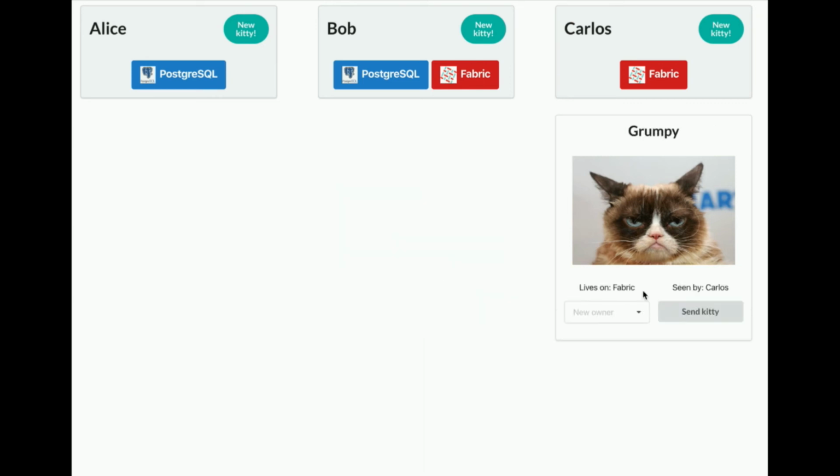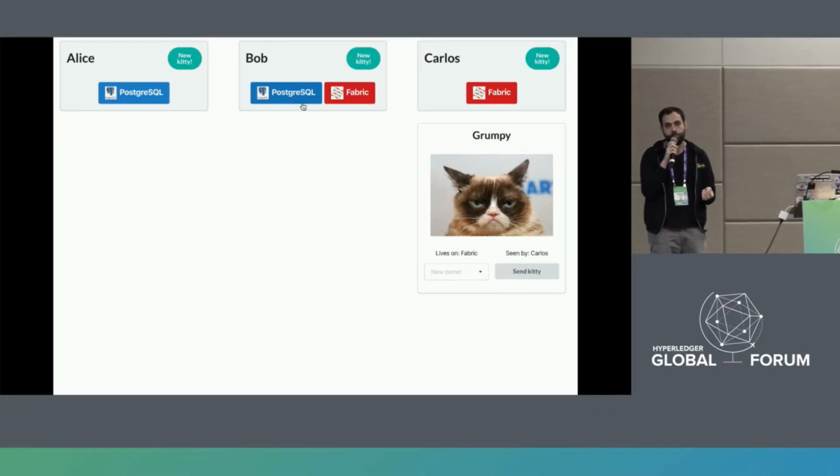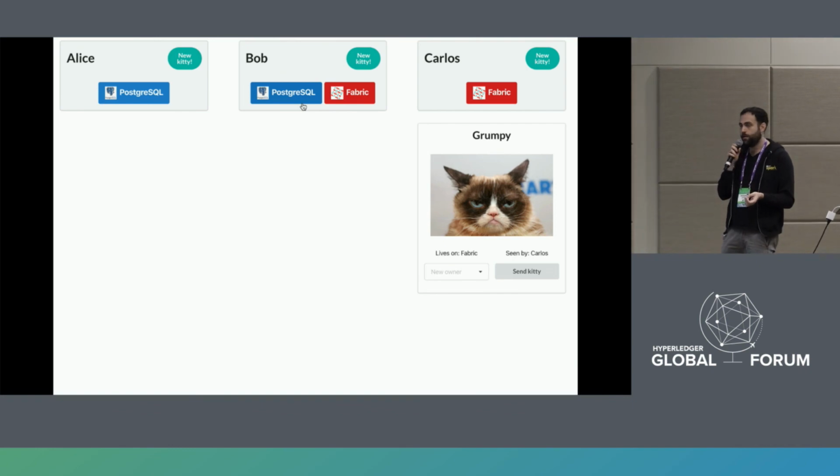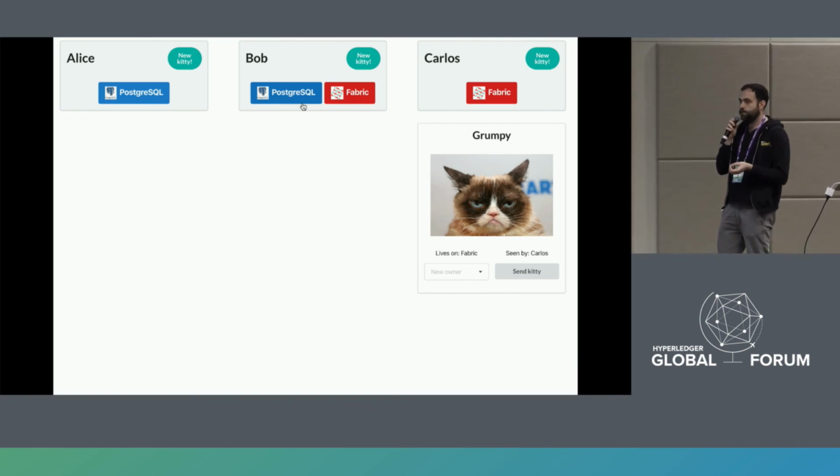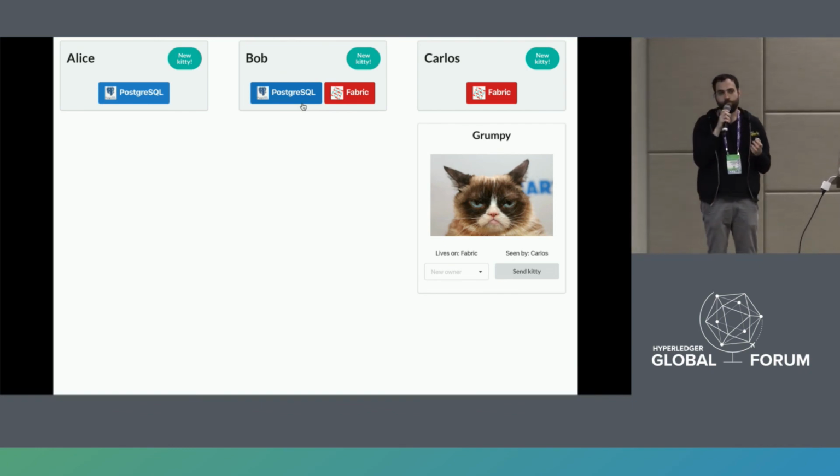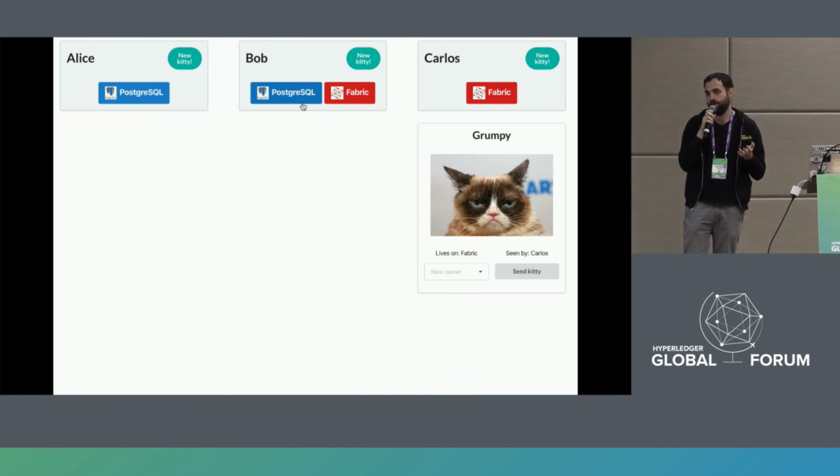So this is obviously a silly little demo. Nobody is going to want to, in their enterprise deployments, move representations of cats on ledgers. But what it shows is that these are very complicated, powerful state transitions that happen atomically across these ledgers. And that's really the key takeaway here.